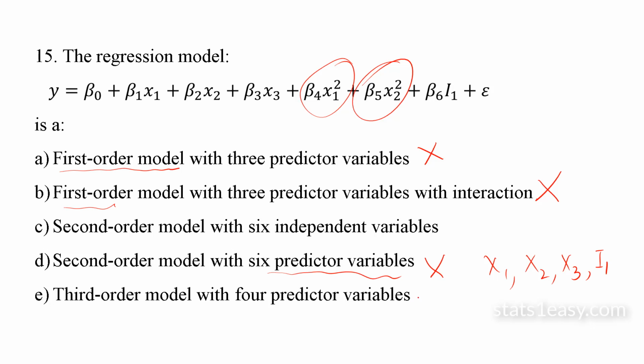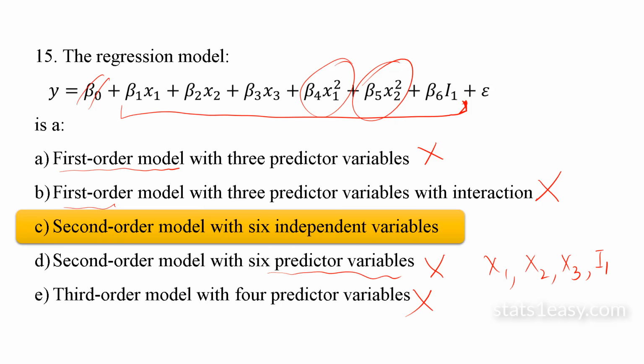Those are the 4 predictors here. And again, it's not a third order model. So it's only a second order model because the highest power of the x's is 2. So the best answer here is C. We have a second order model with 6 independent variables. The independent variables is determined by the number of betas that we have here apart from the intercept, of course. So to determine the number of independent variables, we just count the number of betas here. We have 6 terms apart from the intercept. So the answer is C.